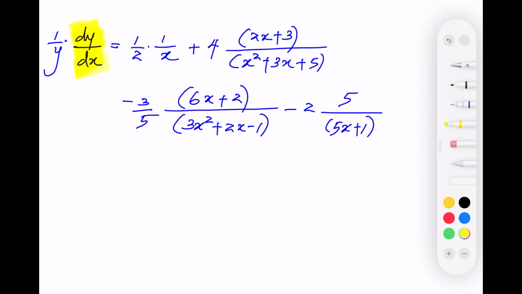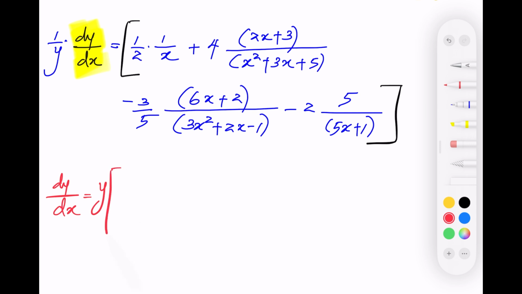In order to make dy by dx the subject, all I have to do is treat all of these terms as one big factor on the right hand side and multiply that factor by y, because on the left hand side I have a 1 over y, which I need to multiply onto the right hand side as a y. Then I can make dy by dx the subject. In other words, I'm going to multiply both sides by y. Then I will have dy by dx on the left hand side. That should be equal to y times all of these terms inside the brackets.